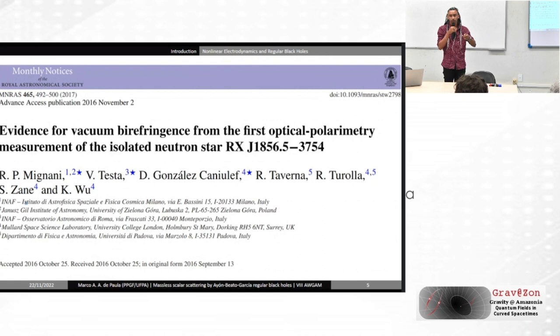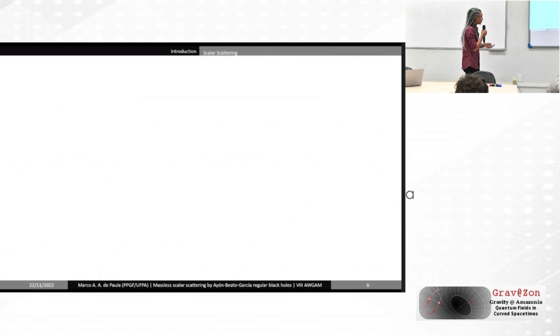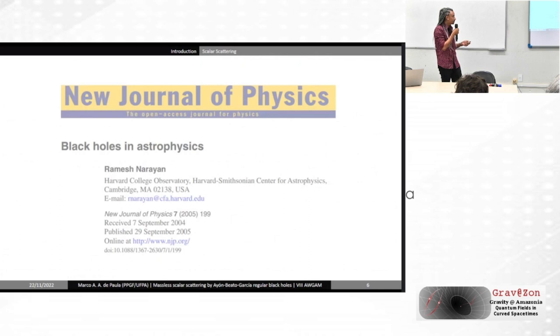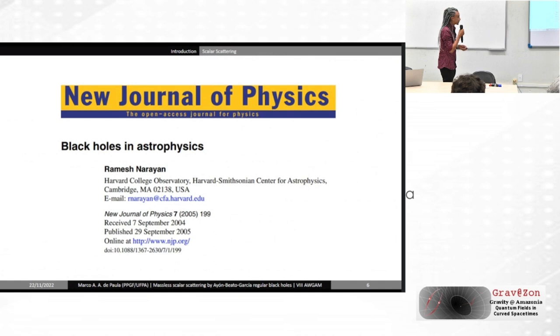So besides that, we know that black holes are not alone in the universe, and there are several reviews discussing that black holes are surrounded by matter and things like that. And we know that one possibility to better understand the properties of black holes is to study how these objects interact with the astrophysical environment, right? Study, for instance, how these objects interact with matter.